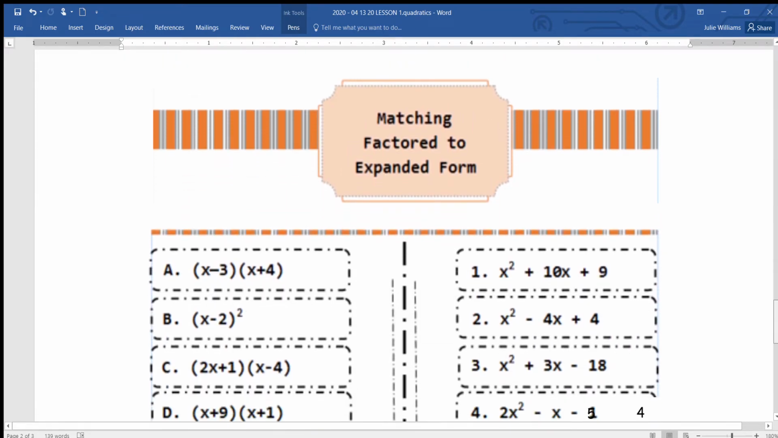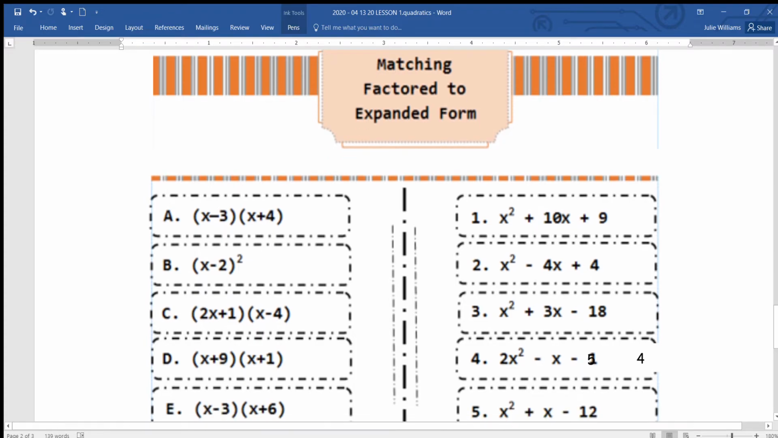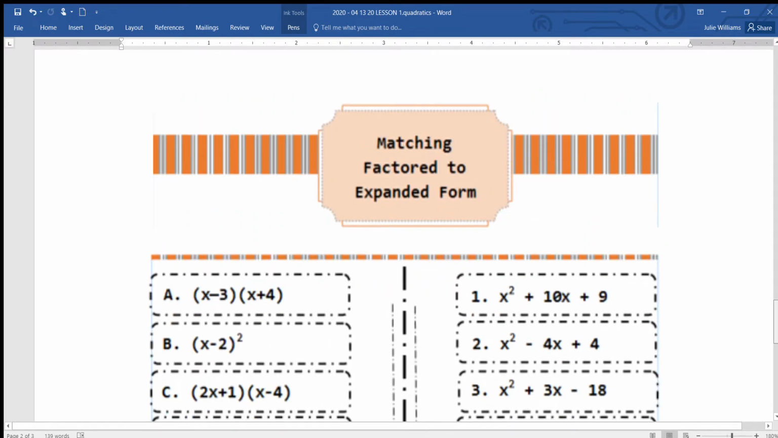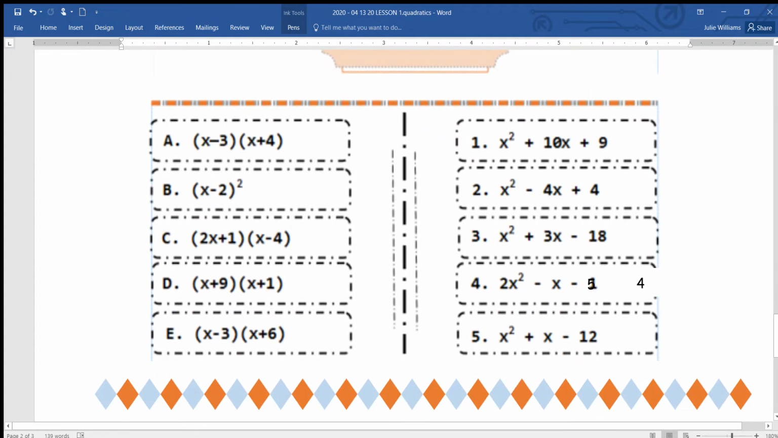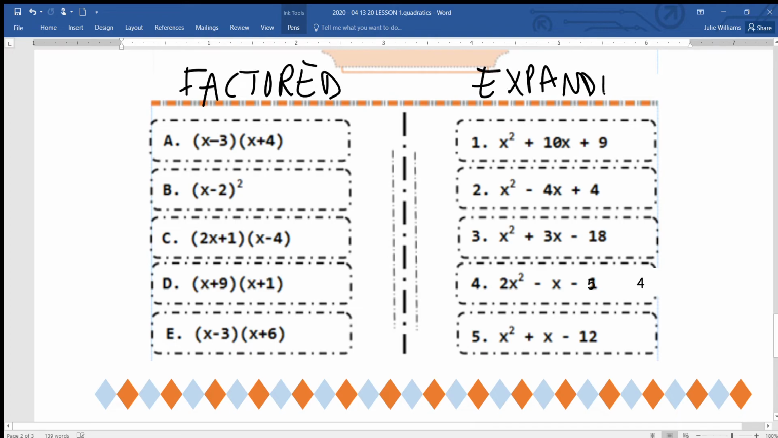Okay, next page. I think this is the last page. All right, so what I want to do here is just first remind ourselves what these two different things are called. And I did it up in the title of it, but let's do it here. So these are factored form, and these are expanded, also called standard form, and they're all written in decreasing degree order.